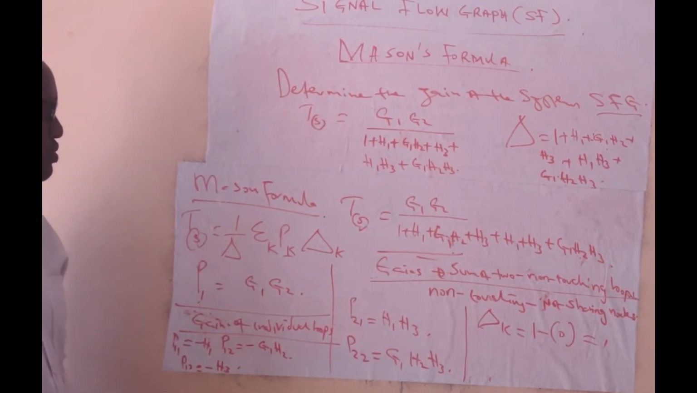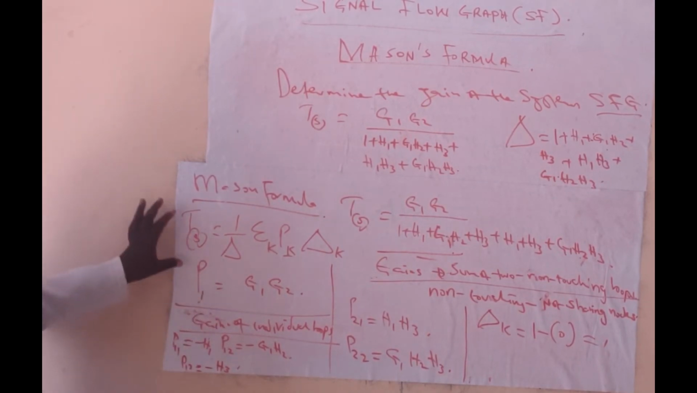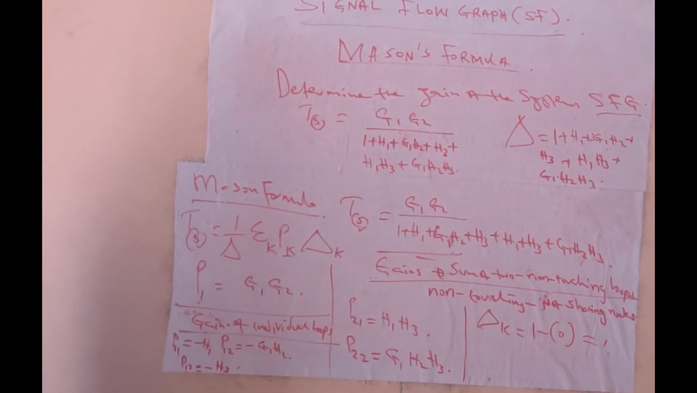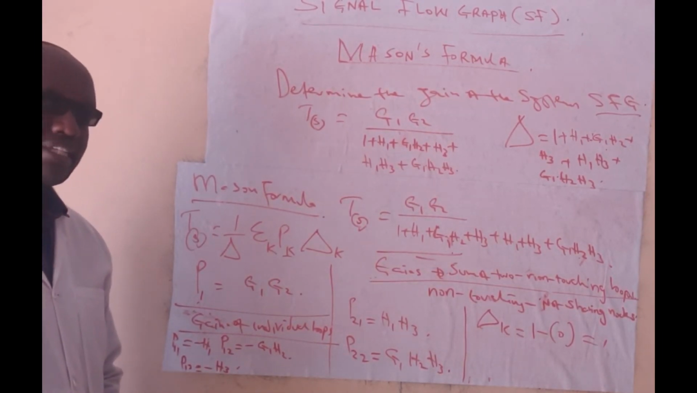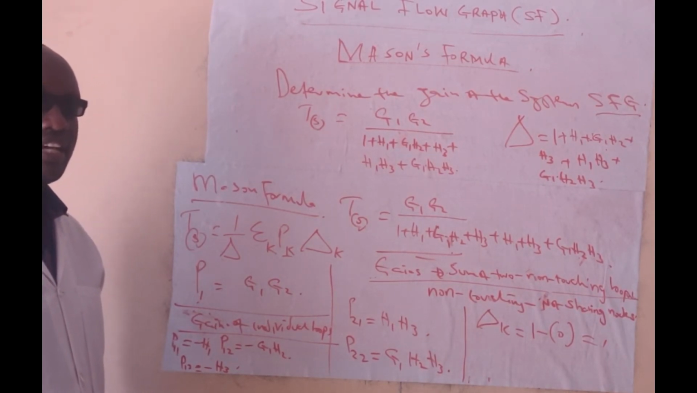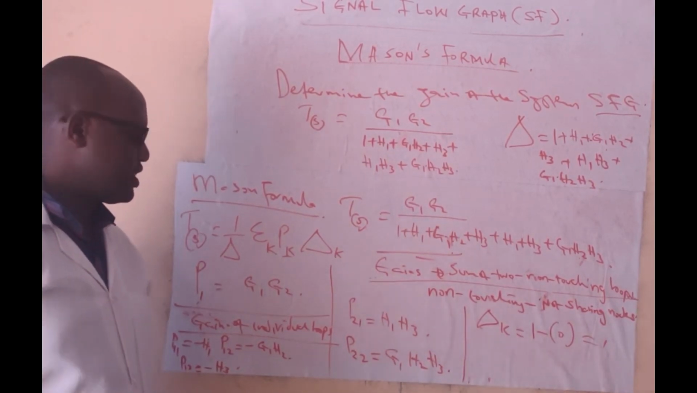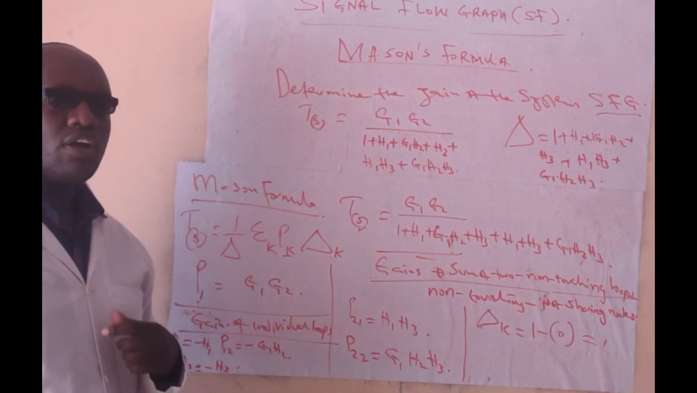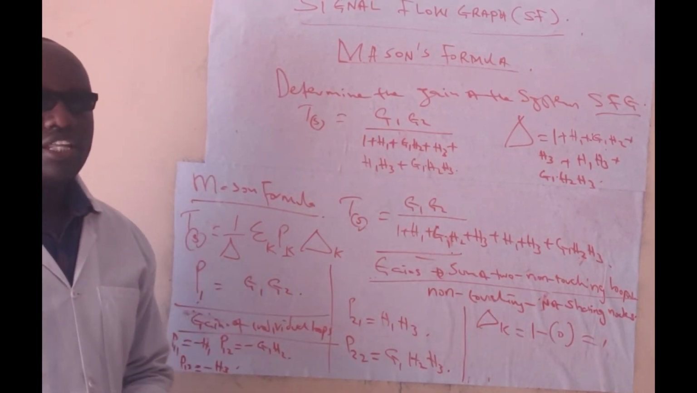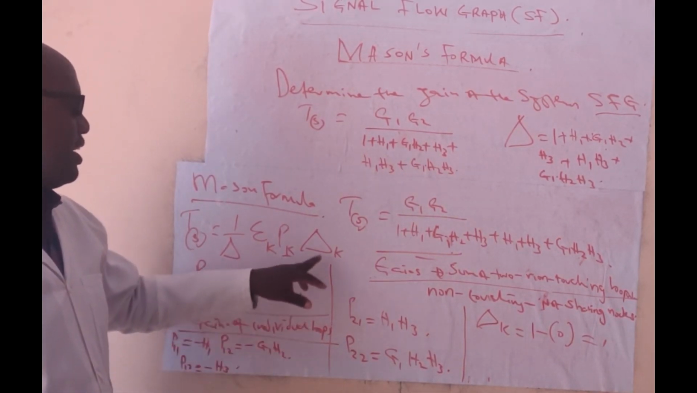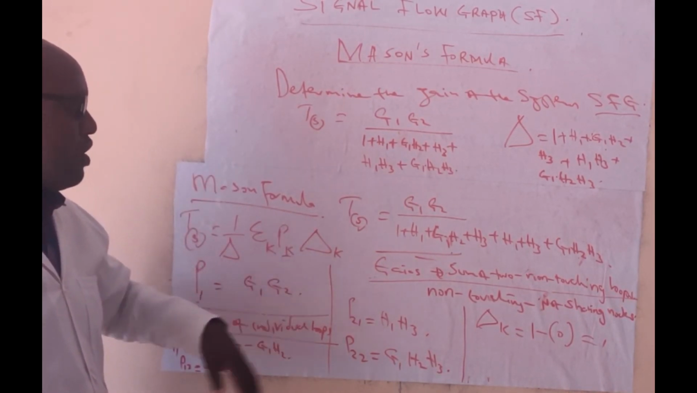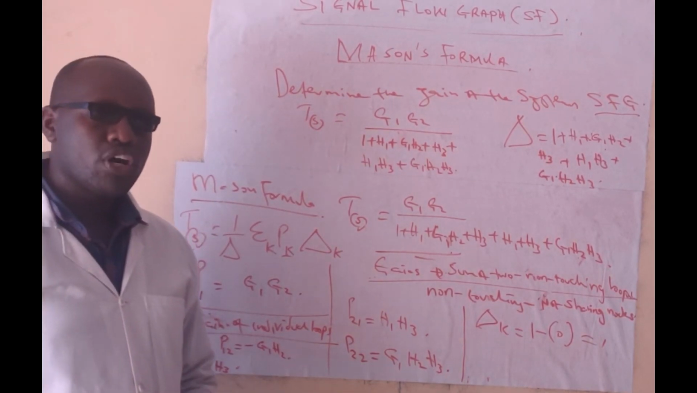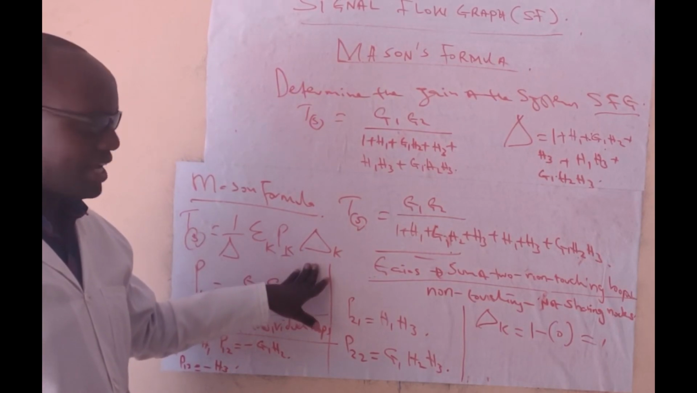So let me maybe summarize what we have talked of. We say the Mason formula is given by this, and this is the delta. And how do we get this? We get it by saying 1 minus the sum of individual loop gains plus the sum of two non-touching loops minus the sum of three non-touching loops and so forth. Now, P K is the gain of the forward path, and K is the number of the forward path. Delta K is given by 1 minus the loop gains of those which are not touching the forward path. So that is that.